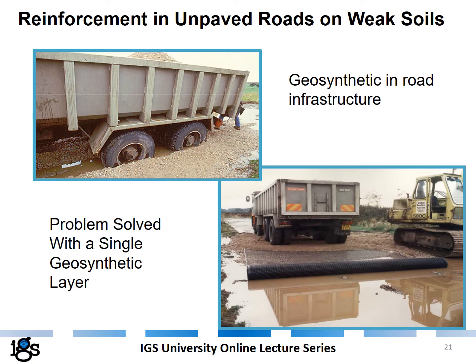A very frequently used application of geosynthetic reinforcement is the reinforcement in unpaved roads. When a road is constructed on very weak soil, even trucks transporting materials to the site may sink into the ground, like seen in this picture. However, just by laying a simple layer of geosynthetic reinforcement and some earth cover, the same truck can safely move on this extremely soft and saturated soil.